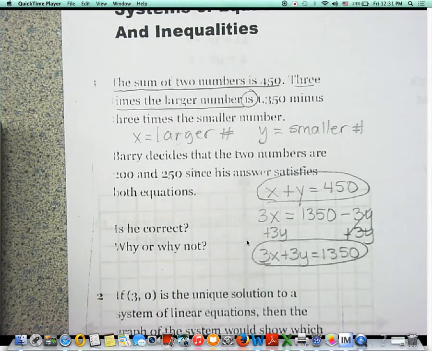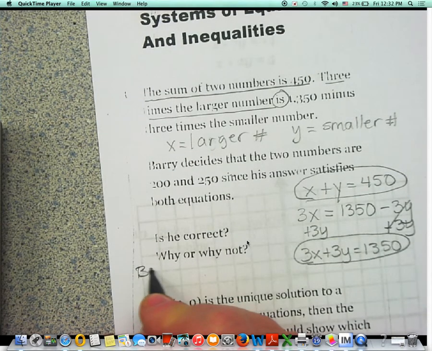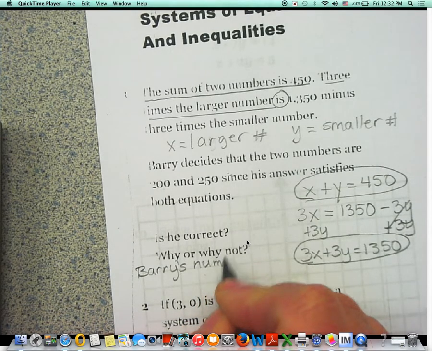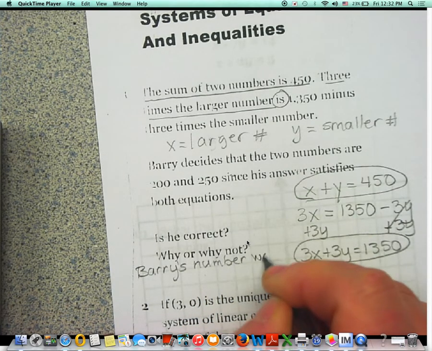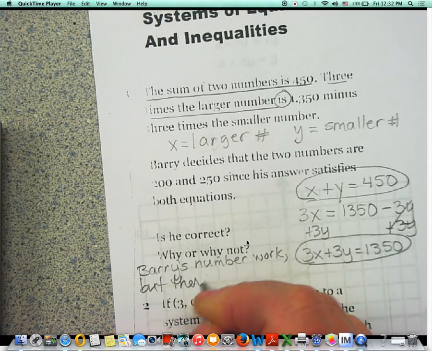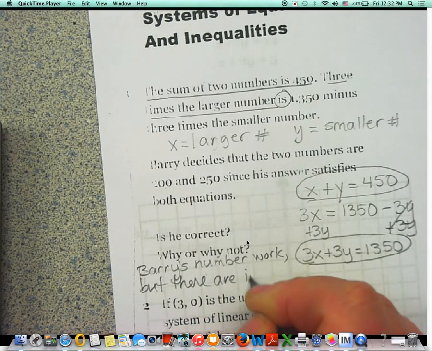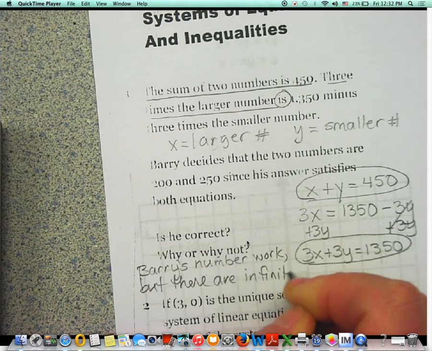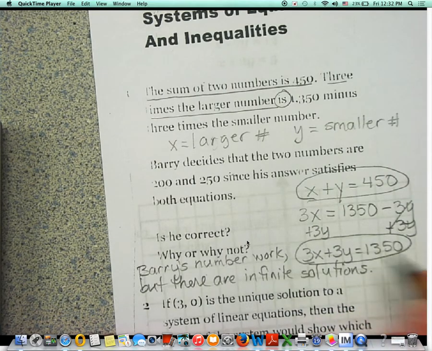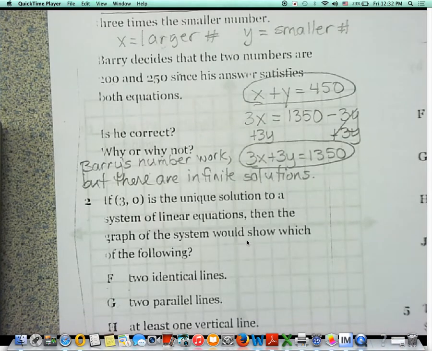Okay, so what we're going to write here is that Barry's numbers work, but there are infinite solutions. So he was partially correct. All right, then number 2.